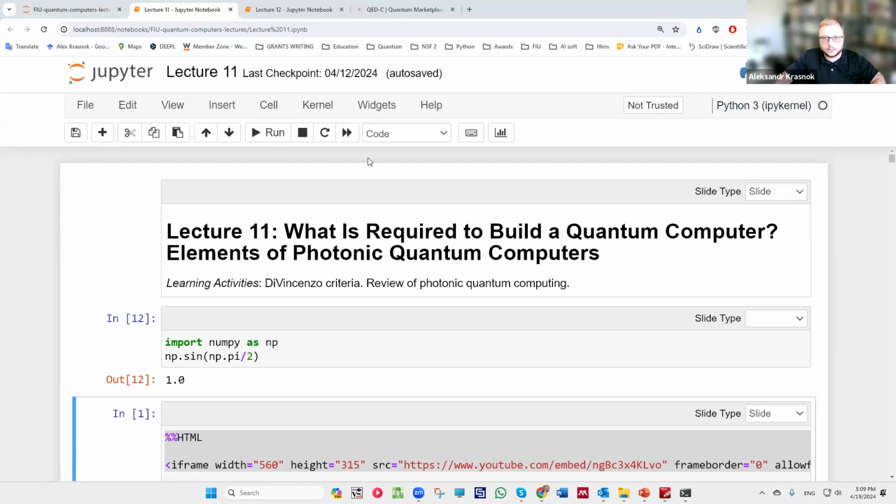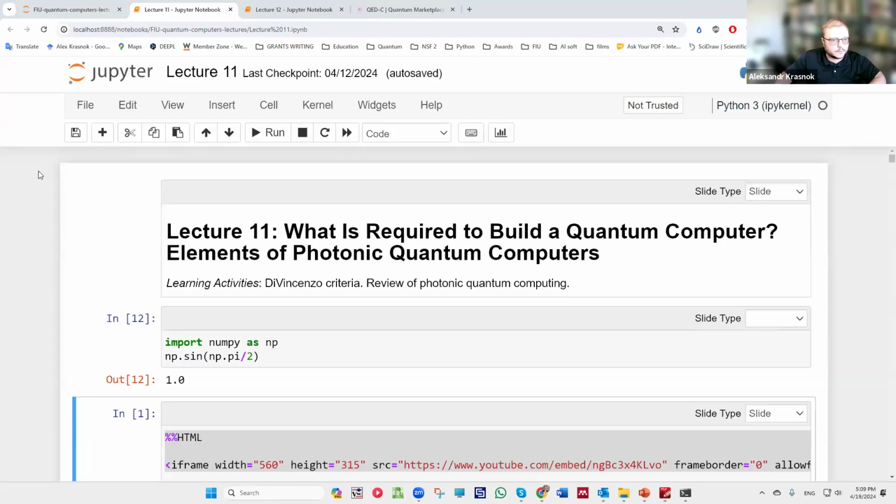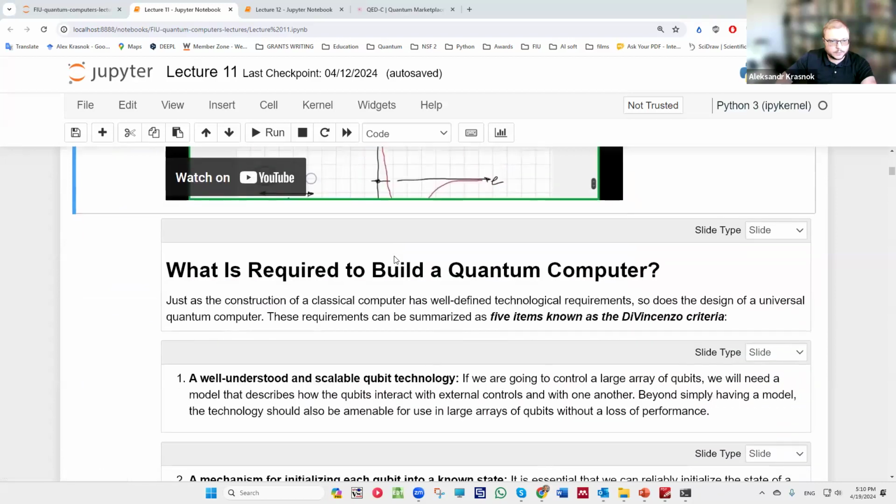So as usual, let me start with a quick recap of what we discussed last time. Last lecture was lecture 11, and we discussed the general requirements for quantum computers. And we discussed the elements of photonic quantum computers. Let me go through it just very quickly.